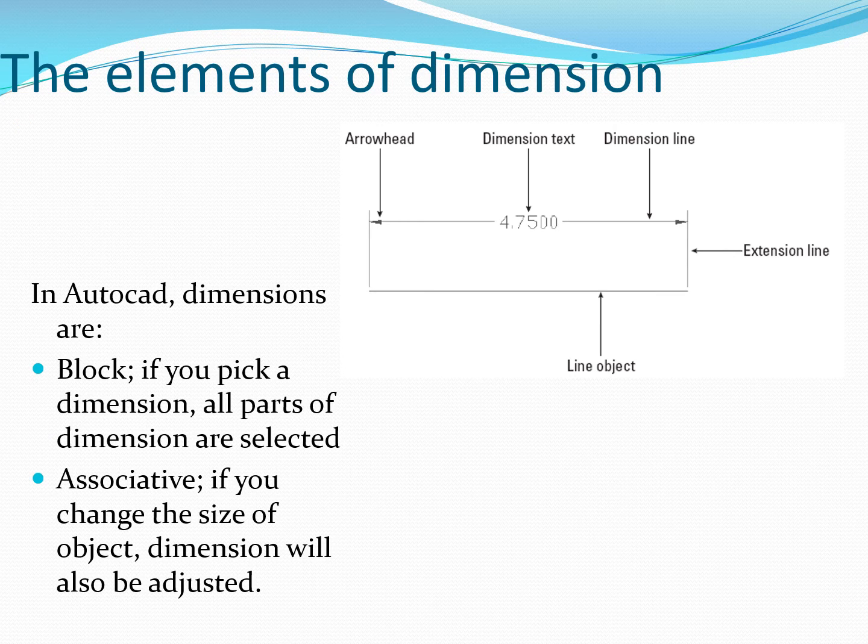Okay, so we go through the dimension. Apa yang dia kata dimension? Ini tadi. So it has arrowheads, dimension text, dimension line, extension line, and line object. The extension line must have a gap from the line object. Okay, block: if you pick a dimension, all the parts of the dimension are selected. Associative: if you change the size of the object, the dimension will also be adjusted.